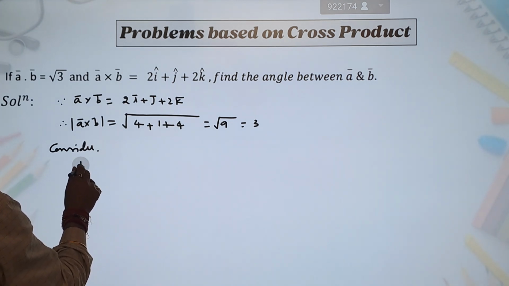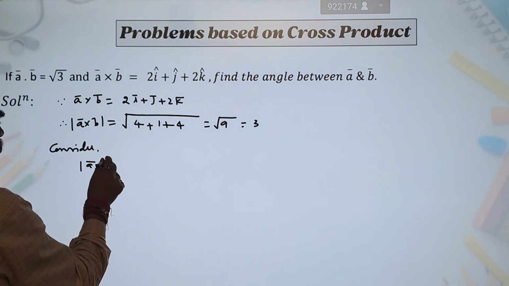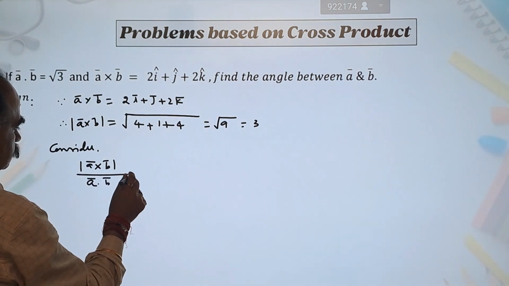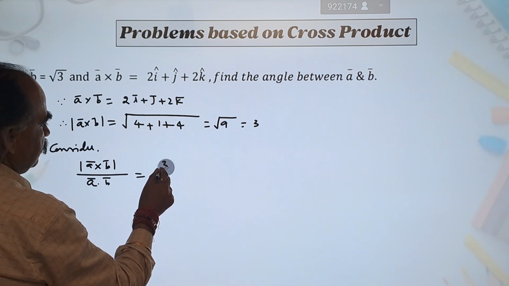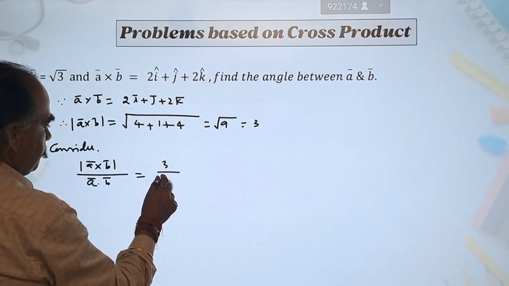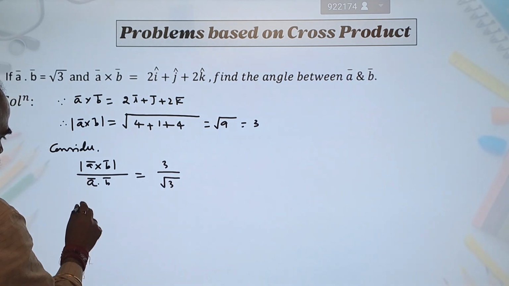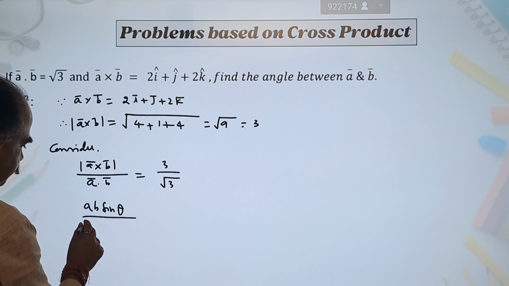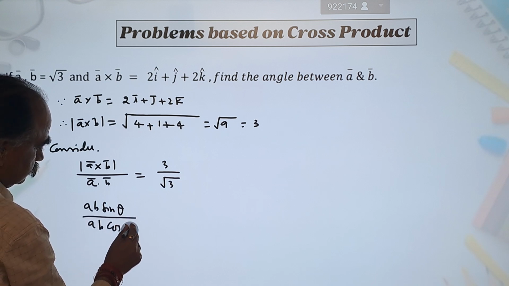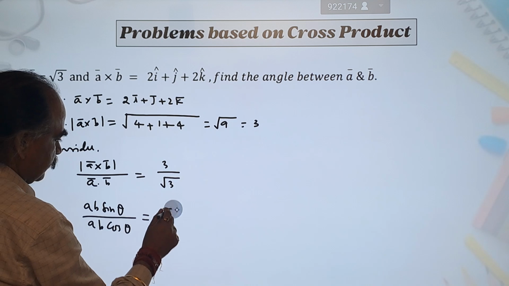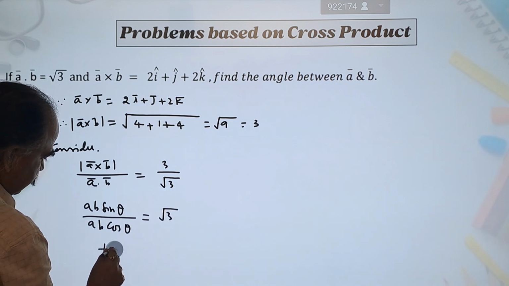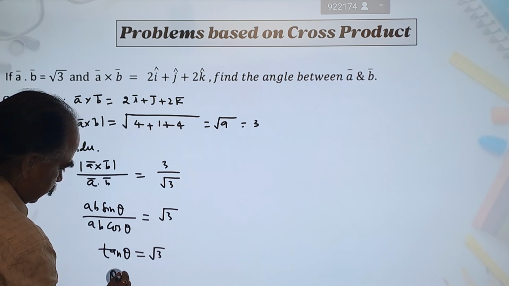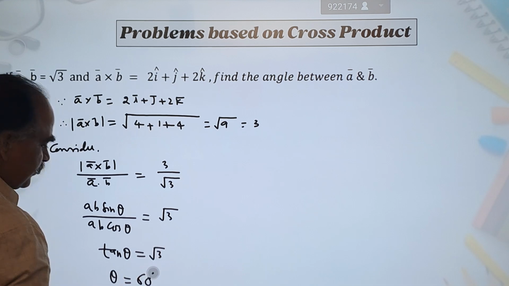Consider mod a cross b upon a dot b. Mod a cross b is 3 and a dot b is root 3. This is AB sin theta upon AB cos theta. 3 upon root 3 is root 3. So tan theta is root 3, so theta is 60 degree.